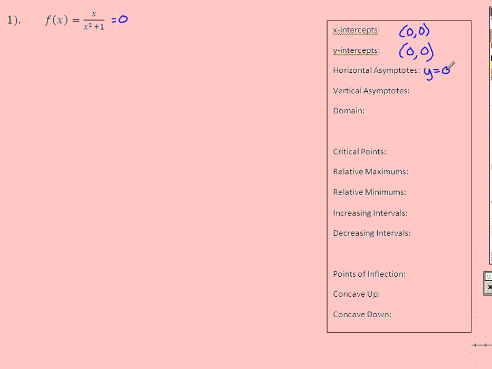Vertical asymptote, I'm going to set x squared plus 1, my denominator, equal to 0. That means x squared equals negative 1. Well, guess what? That can never happen. So there are no vertical asymptotes for this one. So that means there's nothing that causes me to divide by 0, so my domain will be all real numbers.